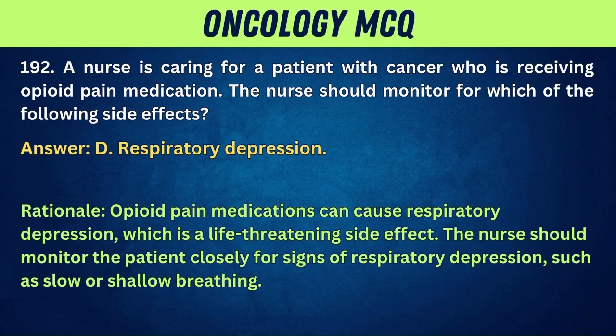Respiratory depression. Rationale: opioid pain medications can cause respiratory depression, which is a life-threatening side effect. The nurse should monitor the patient closely for signs of respiratory depression, such as slow or shallow breathing.